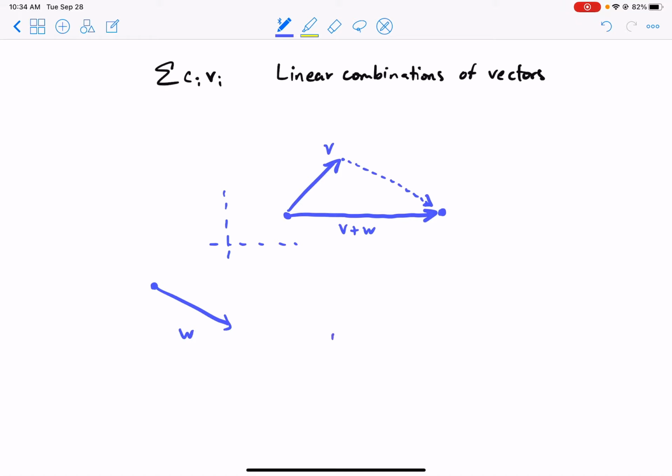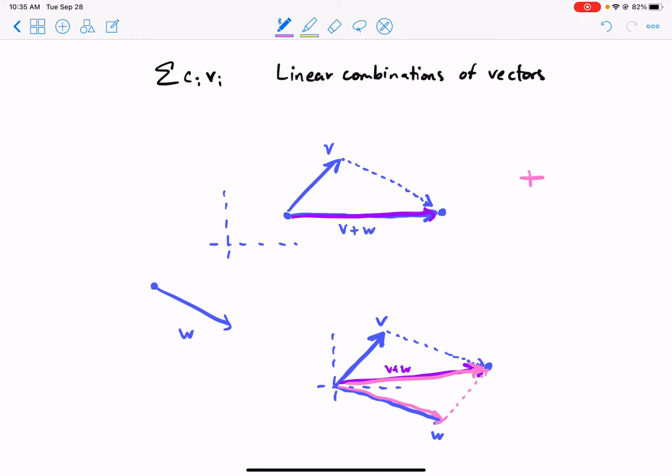Seen differently, we could have based them at the same point and said, if v is like that and w is like that, then we first move in v and then we move in w and we end up here. And so that is the vector v plus w right there. But another way to think about this is we first move in w and then we move in v, and we get the same vector, v plus w. So this is vector addition, plus of vectors, like a vector and a vector. Let me move that to the side.